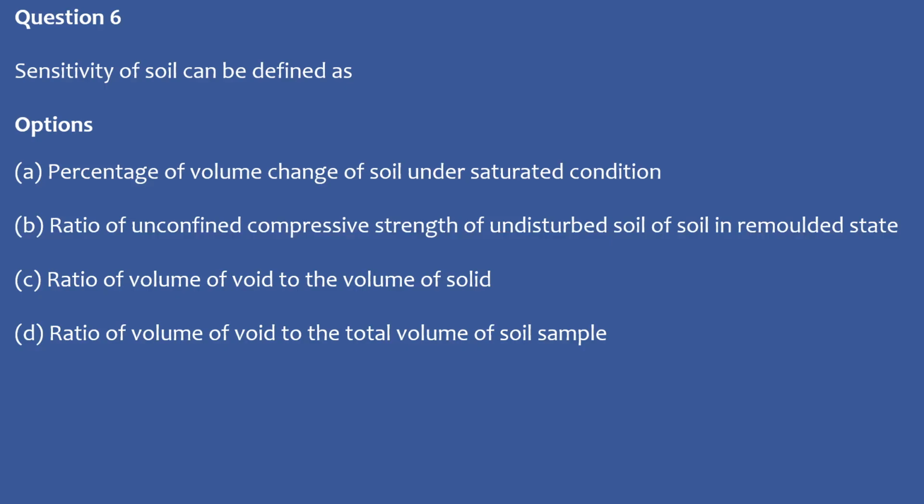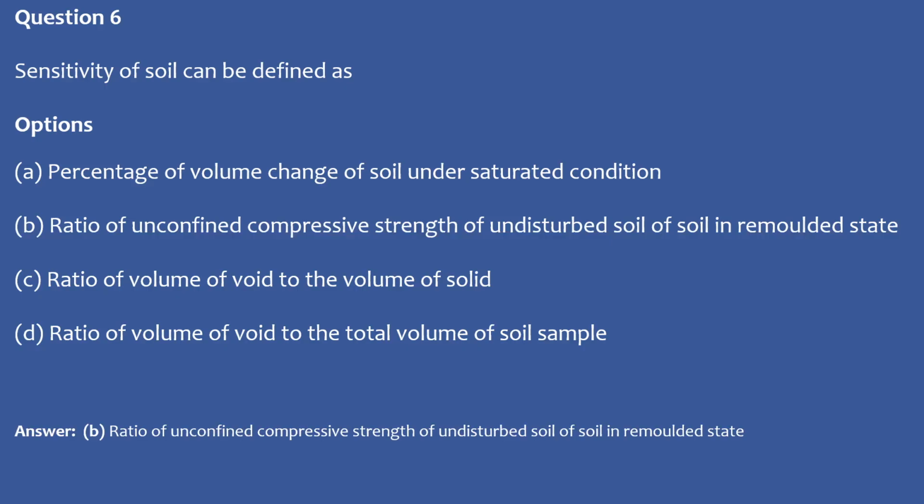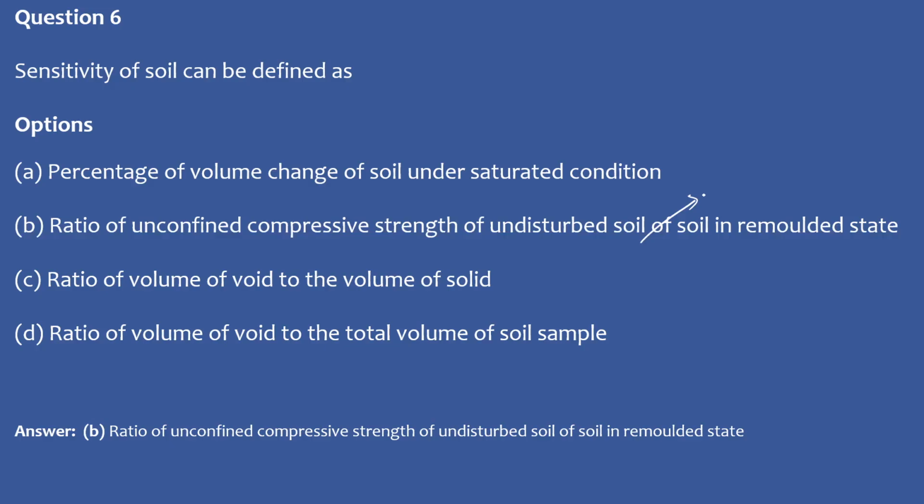So let's check the answer. The correct answer is option B. It's basically the ratio of unconfined compressive strength of undisturbed soil. Here the statement is wrong. It's basically to soil in the remolded state.